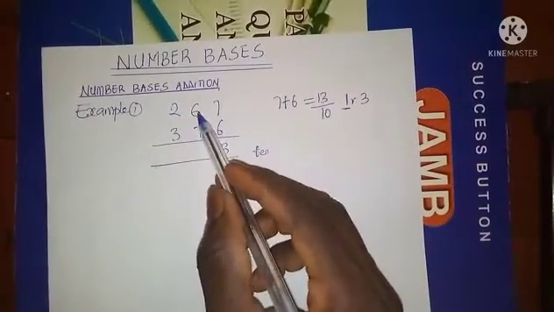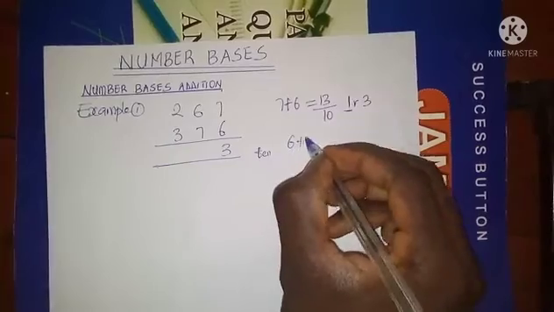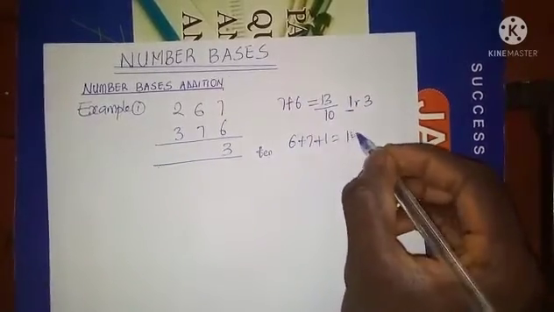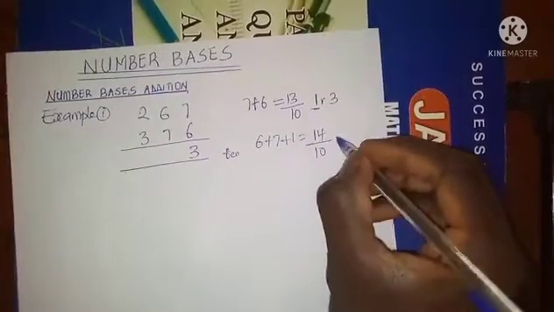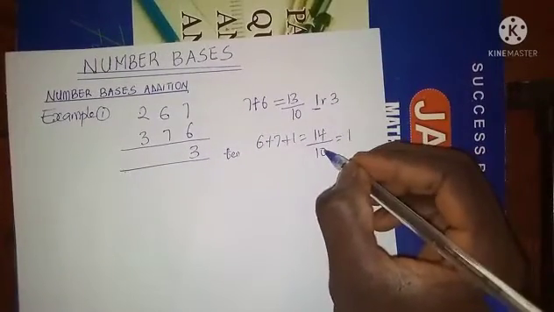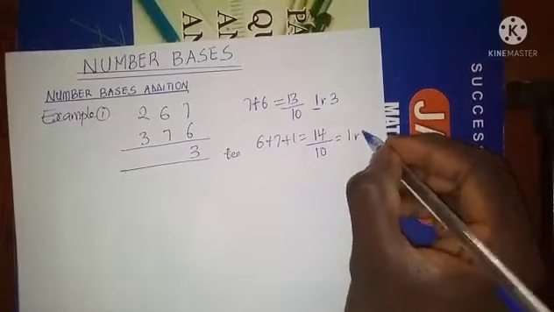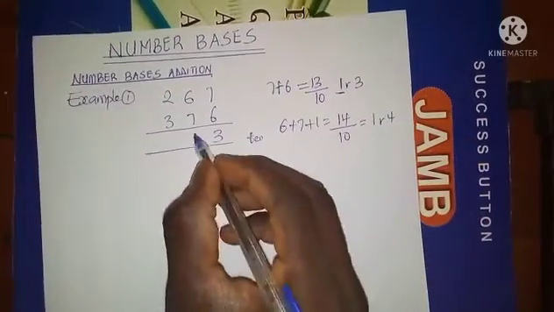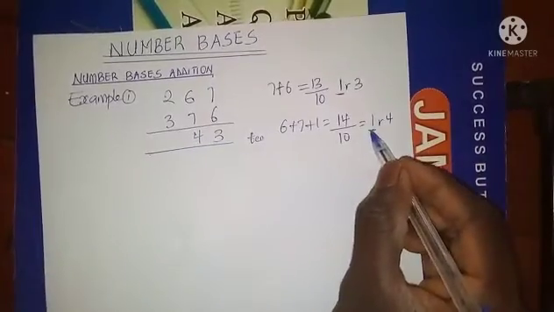So you move to this place, 6 plus 7, then plus this one, and this is 14. 14 divided by 10, you are going to have 1. 10 in 14 is 1, remainder 4. And you are going to be writing your remainder. So you are going to write your 4. Don't forget this one also.